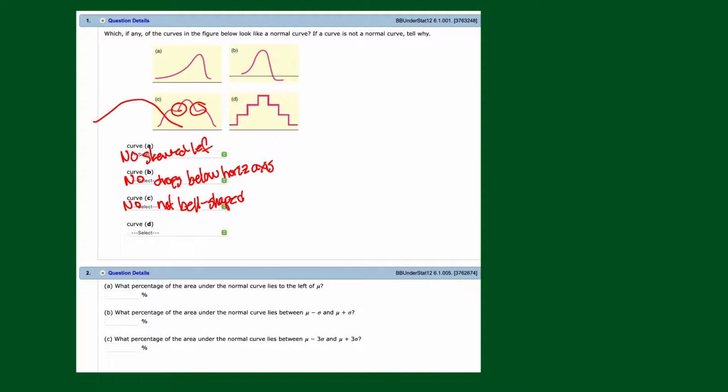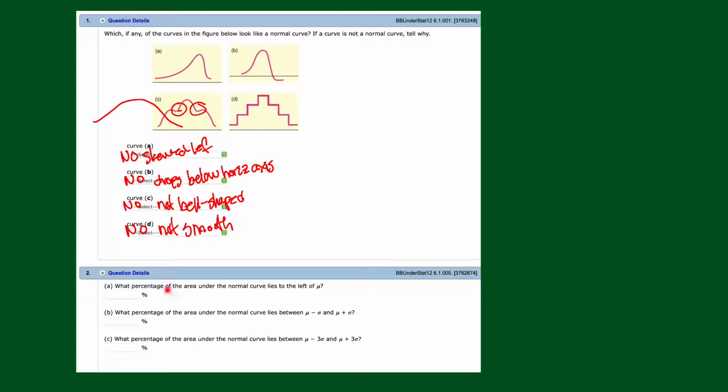And then what about this one here, D? Okay, well, that's not bell-shaped, right? It's not even smooth for that matter. So let's say no, not smooth. Okay, well, it looks like none of them resemble a normal curve.